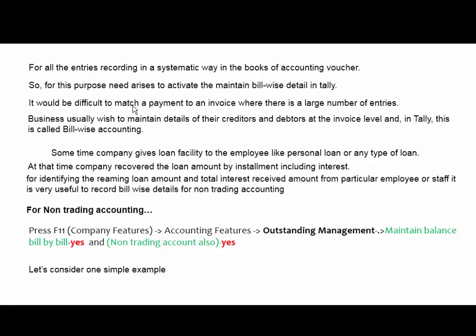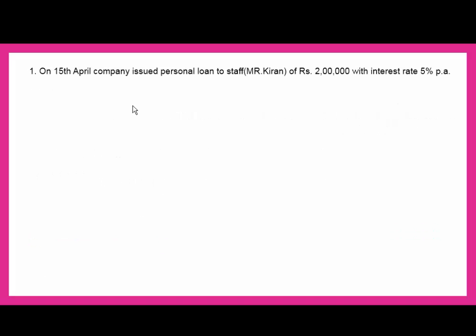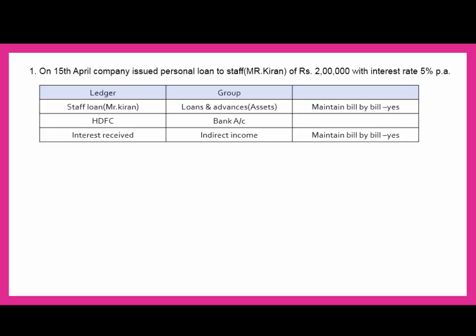The example is: on 15th April, the company issued a personal loan to staff, Mr. Kiran, of rupees 2 lakh with an interest rate of 5% per annum. For this transaction, we have to create a ledger for the staff loan, that is Mr. Kiran, under the group Loans and Advances asset, and set maintain balance bill by bill to yes here.